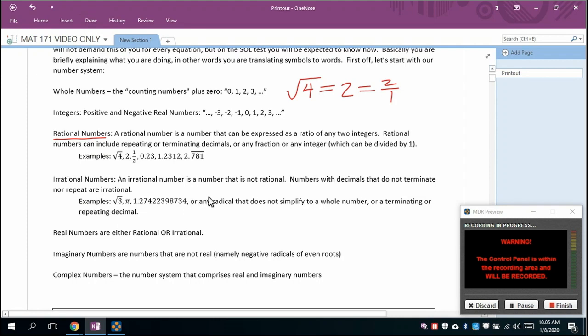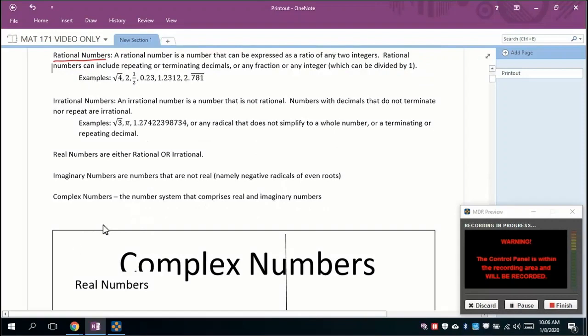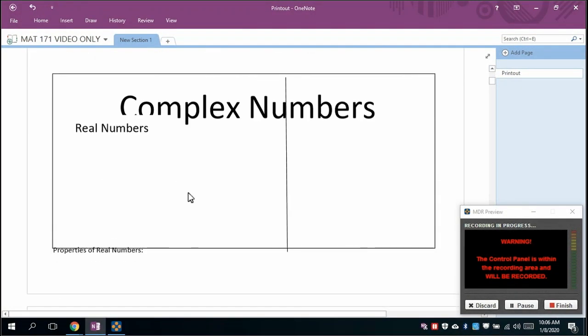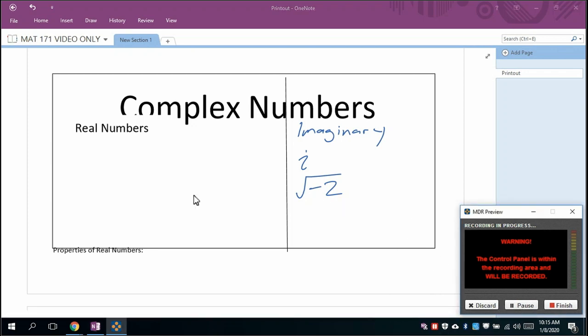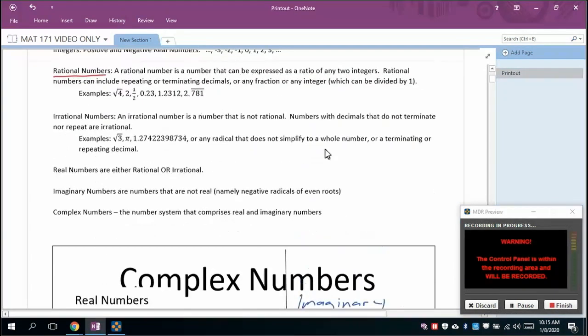Irrational numbers are numbers that are not rational. They don't terminate nor have any repeating. Imaginary numbers are numbers that are simply not real. Under complex numbers, which is the main system, you have either reals or imaginary numbers. The imaginary numbers include i and anything with a negative radical, such as the negative square root of 2. The purpose of doing this is that there is a difference between real and imaginary solutions.